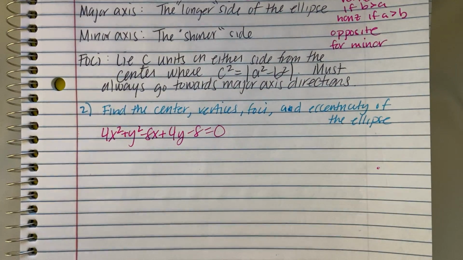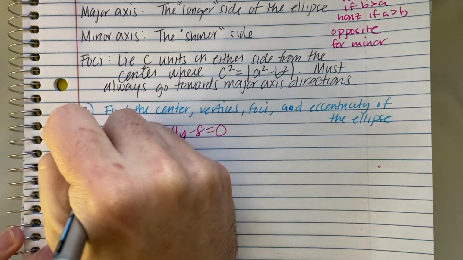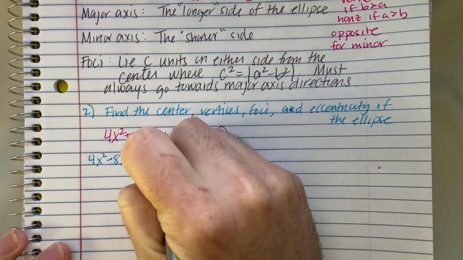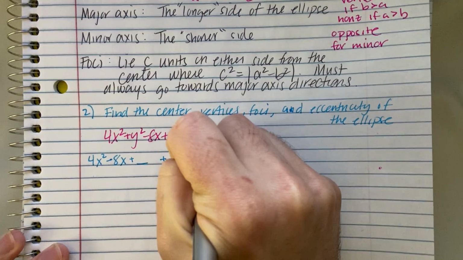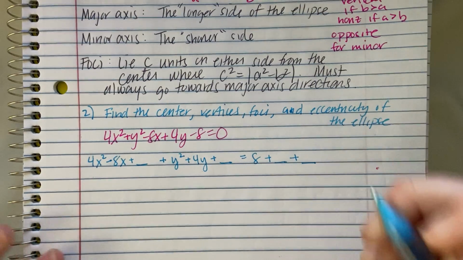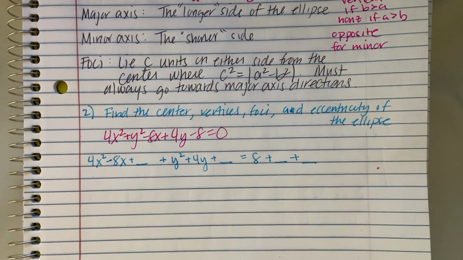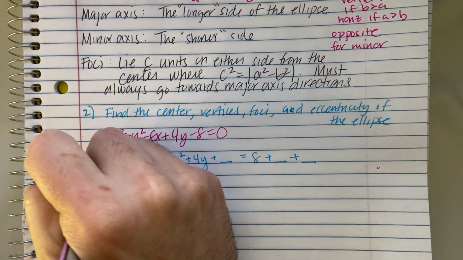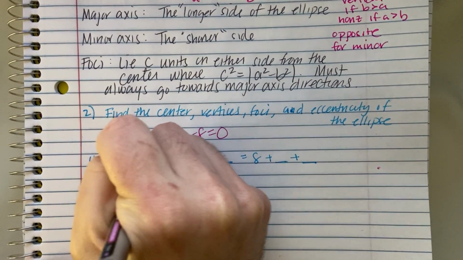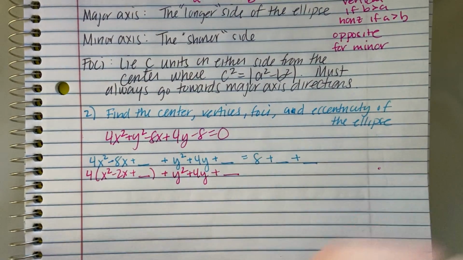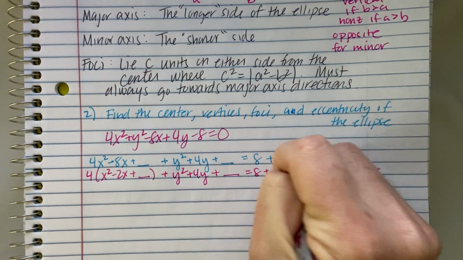But your strategy is basically the same as solving for a circle, where you complete the square twice. So you gather everything together. That's an x. Leave a blank for completing the square. Gather everything together. That's a y. Move the constant to the other side and leave two blanks there. Now, I really should factor out a 4 times x squared minus 2x plus blank. Here we just have y squared plus 4y plus blank equals 8 plus blank plus blank.